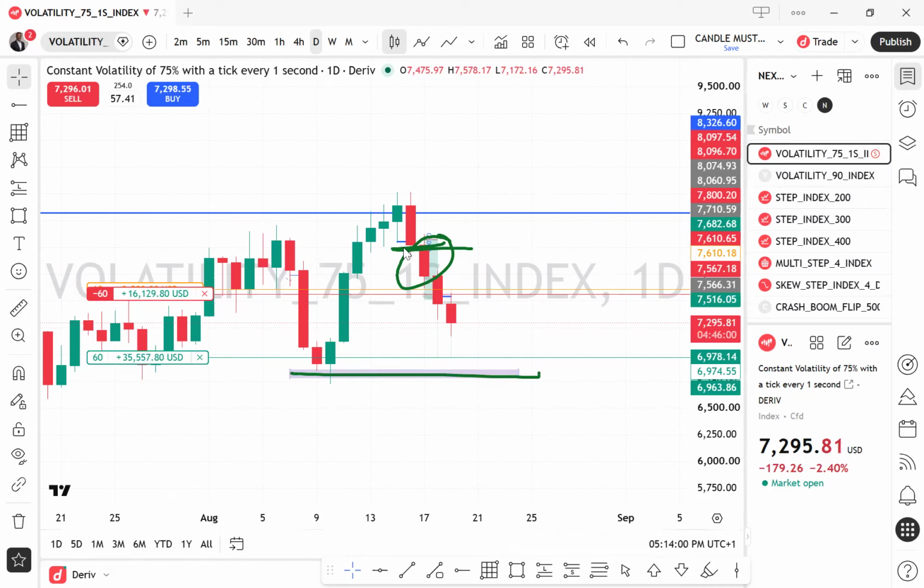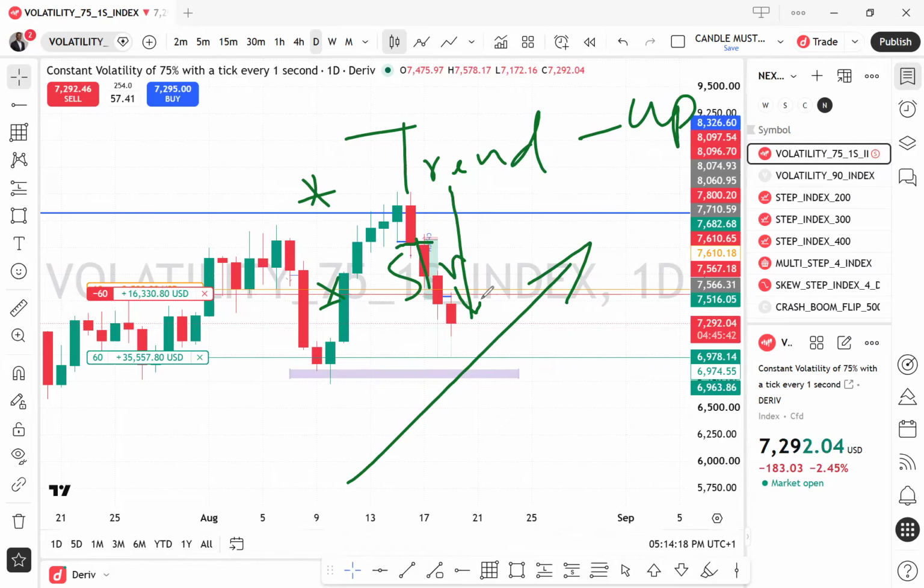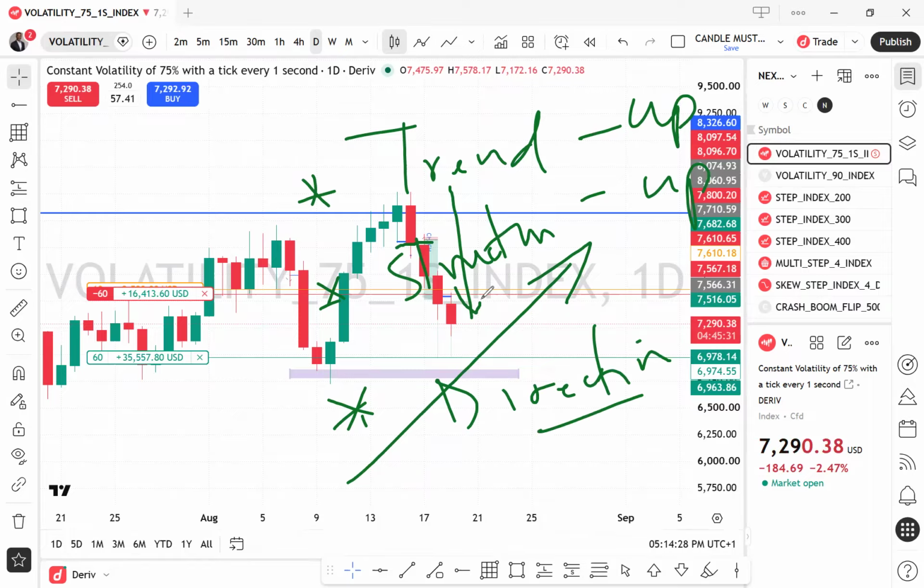Now that I've been able to determine that this market is coming down, even though the general trend and structure is up, the trend is up, the structure is up, but this is important, direction has changed. Direction has changed. What does it tell you?